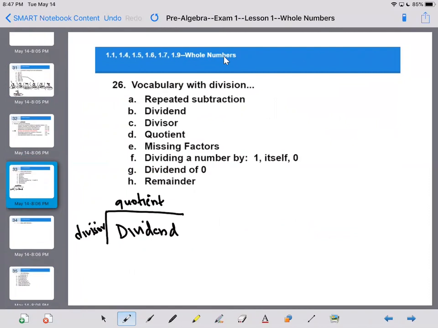You can also think, well, 25 divided by 5, that's the same as 5 times something is equal to 25. So you've got a missing factor that you're thinking about.